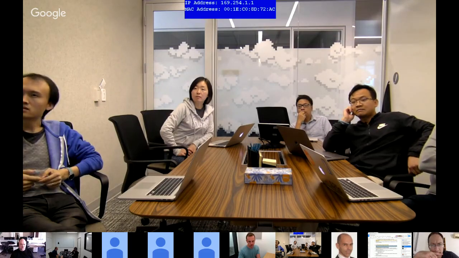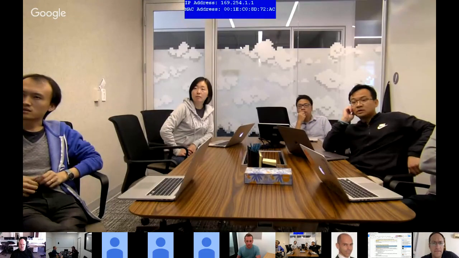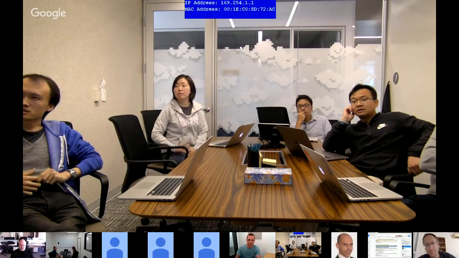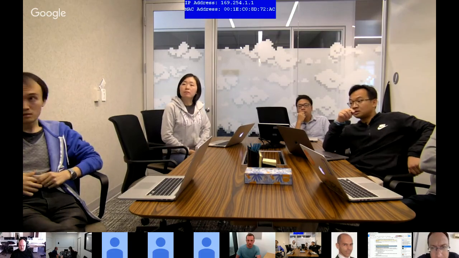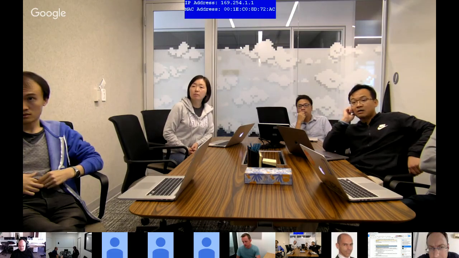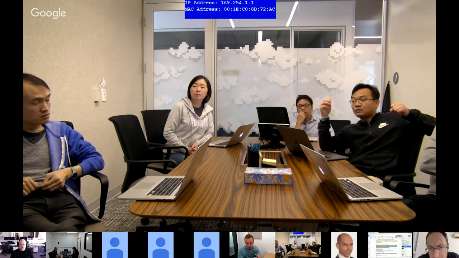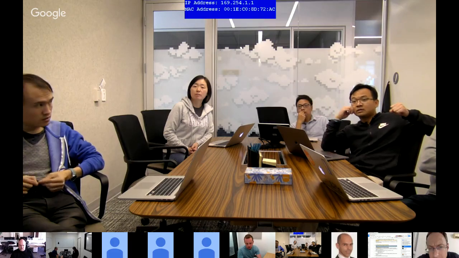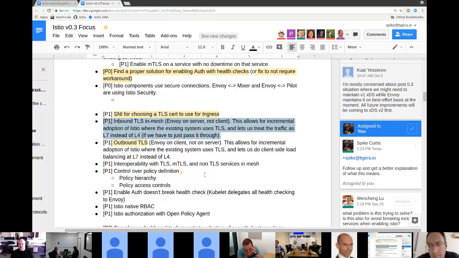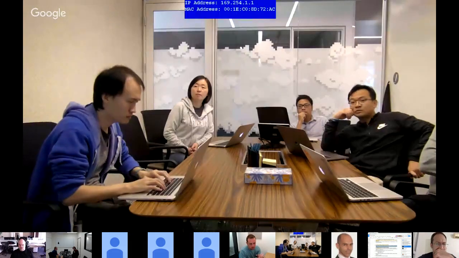So my understanding for the first one is that we should install keys and certs at the Envoy level to terminate incoming traffic, instead of letting the application terminate the incoming traffic. Same thing for the outbound. The traffic from application to Envoy will be non-encrypted, and Envoy will upgrade the traffic to encrypted traffic. Okay, so do people agree that these are P1 issues for us to get in? Seems fine to me.